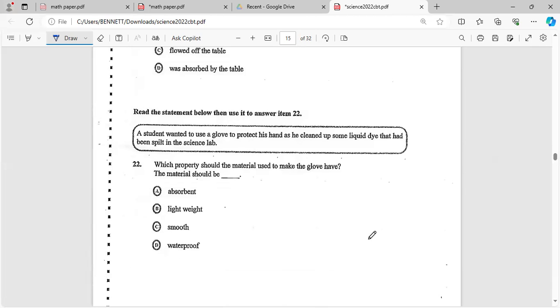22. Read the statement below and then use it to answer item 22. A student wants to use a glove to protect his hand as he cleans up some liquid dye that had spilled in the science lab. Which property should the material used to make the glove have? The material should be A, absorbent, B, lightweight, C, smooth, or D, waterproof. And that is waterproof. All right, so let's move on to 23.